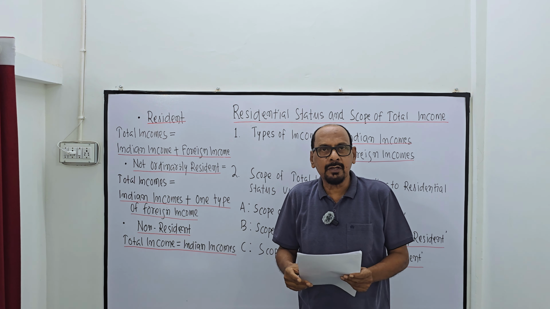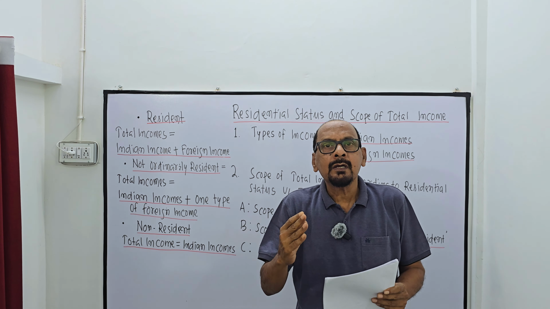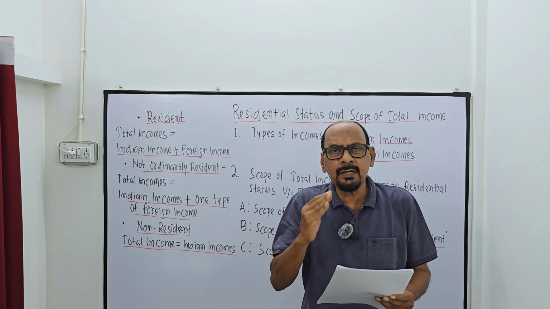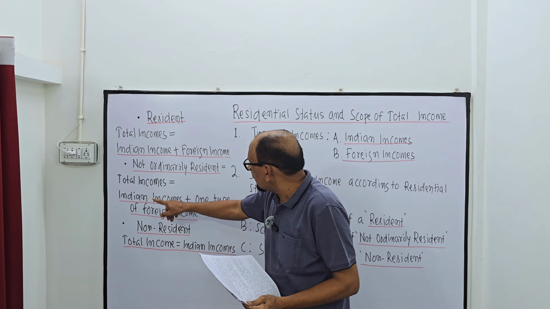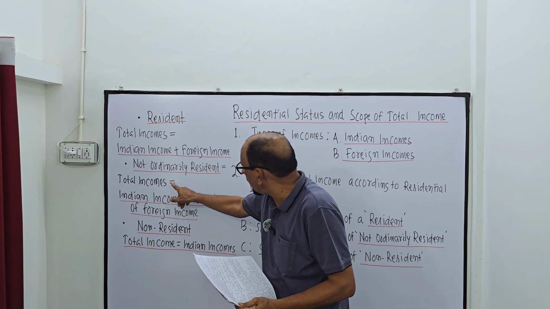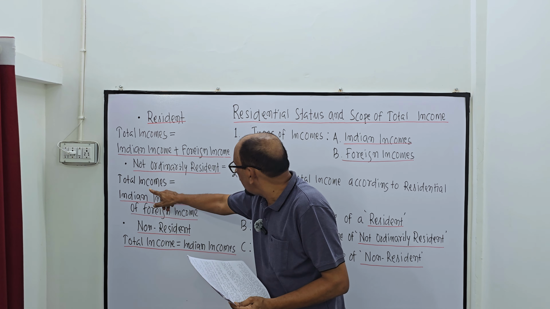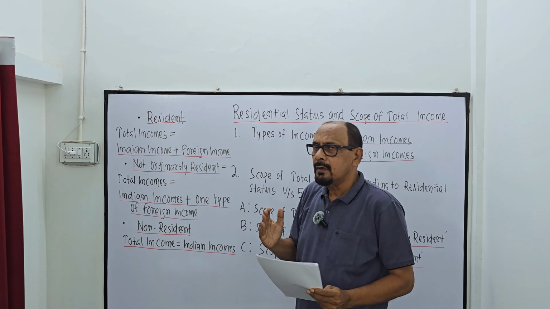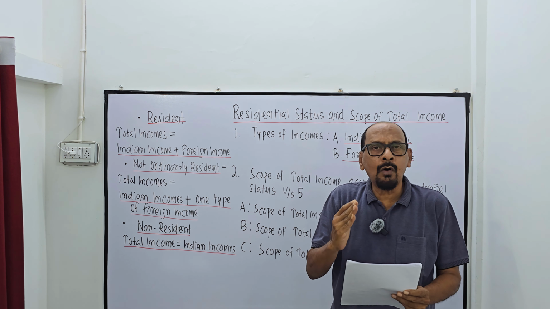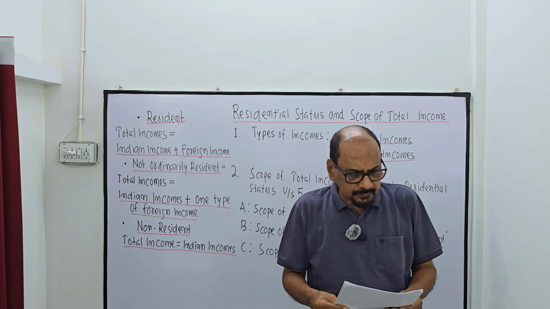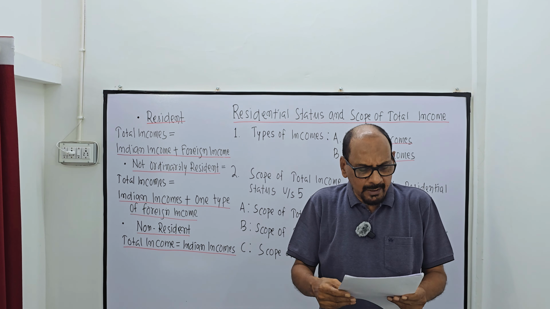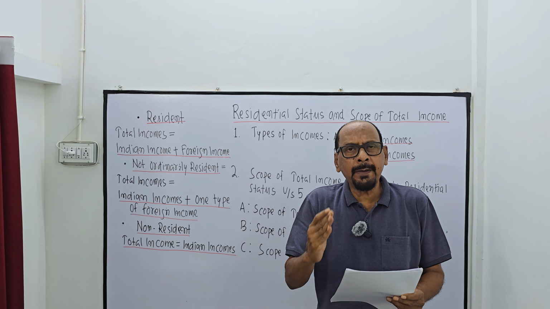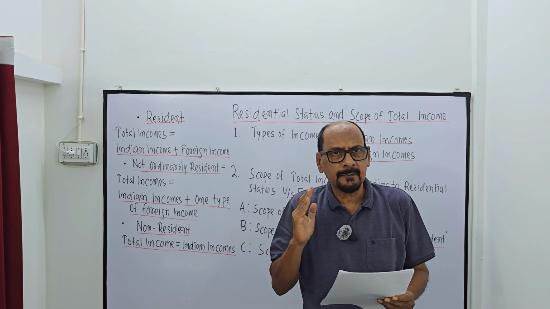The second category, the scope of total income of a not ordinarily resident. So what will be the scope of total income of a not ordinarily resident?